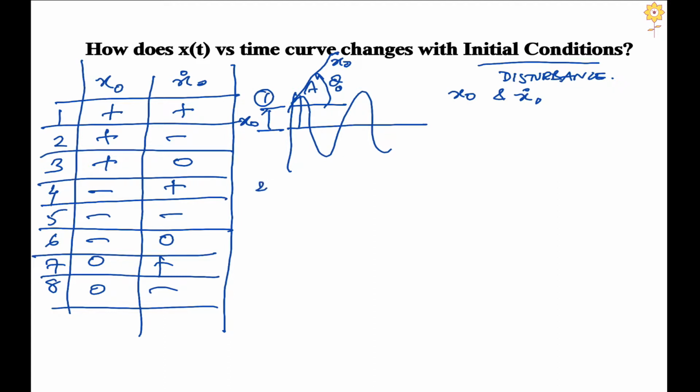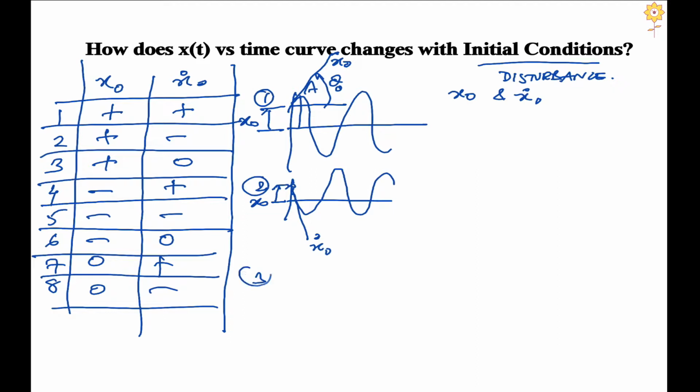The second combination is positive and negative, so I am having a positive initial displacement, and it's a case of negative velocity. So the tangent drawn over here is indicative of the negative velocity, right, while the displacement is positive.